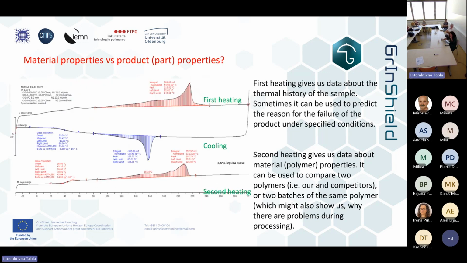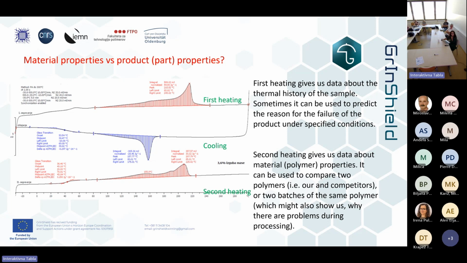So about application, there are two things. Usually we heat the sample twice. So we have the first heating and the second heating, with cooling in between.